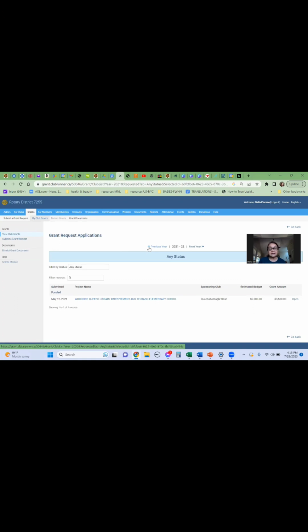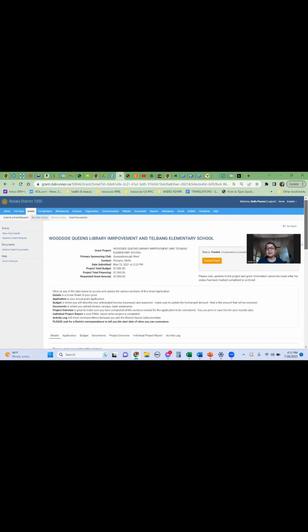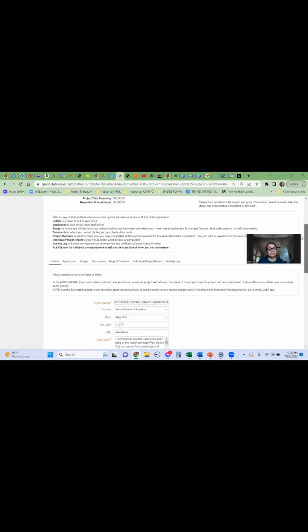The year before that, I did have a grant and it was called Woodside Queens Library Improvement and Telbang Elementary School. We had an estimated budget of 7,000 and that grant was approved for 3,500. If I click on Woodside Queens, you will see the story of that grant that we did. So it says status funded. Congratulations, which means that tapos na yung project, yung service project na yun.